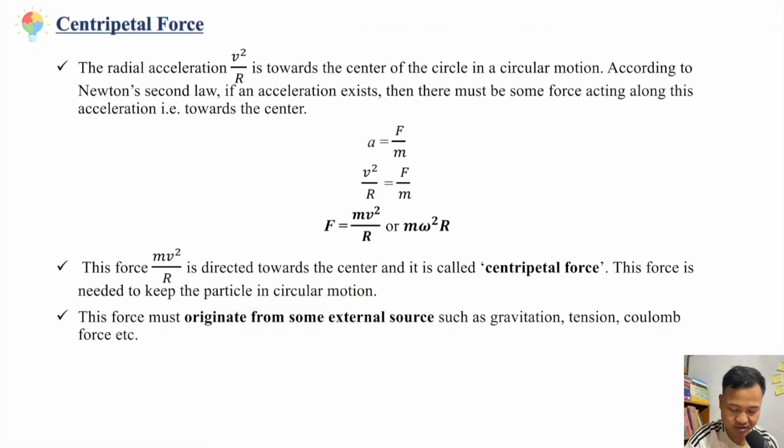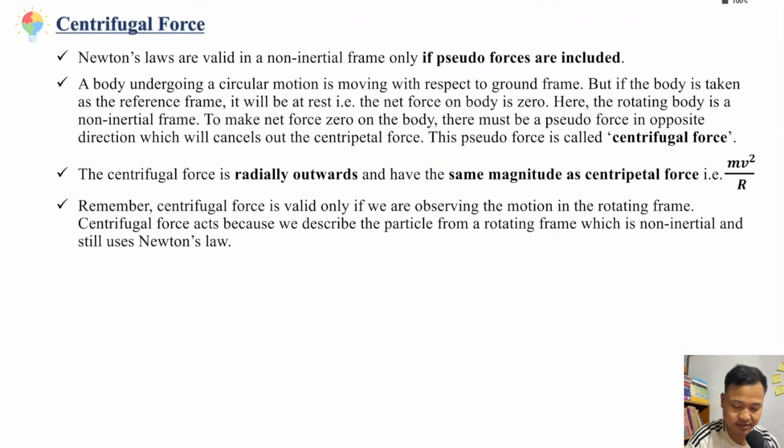So this force must originate from external sources: gravity, tension, electrostatic force, friction force, and many other things, right? And what about centrifugal force? Newton's laws are valid in an inertial frame.